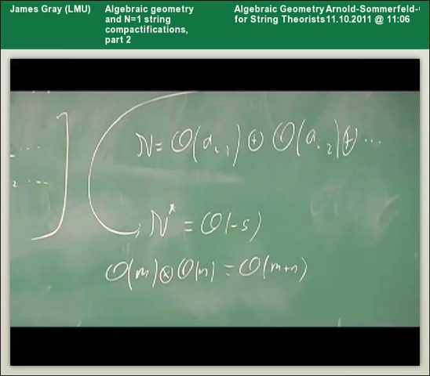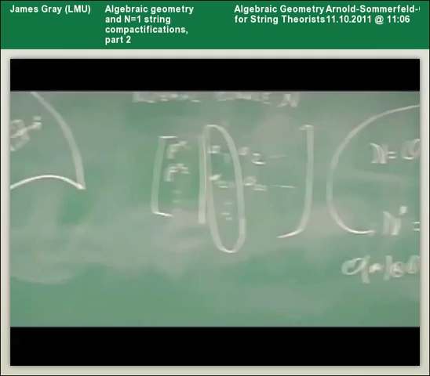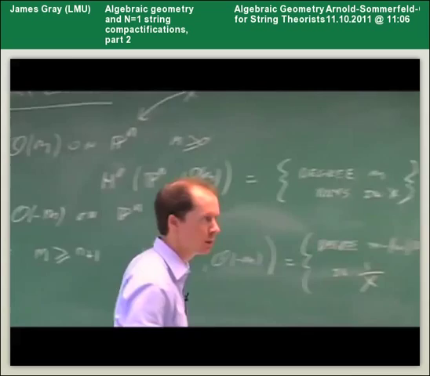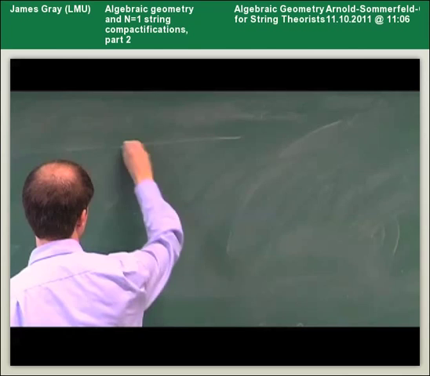Okay, why do I want this? The whole reason behind this was to have a bundle called N star, which is the conormal bundle. It's the dual to the normal vector bundle. Why do I want that? Well, there's this tool for relating the ambient space cohomology to the cohomology on the Calabi-Yau, which goes by the name of the Koszul sequence. And it looks like this. Again, another one of these things I'm just going to state, but it's pretty much the last one. So this is Koszul.